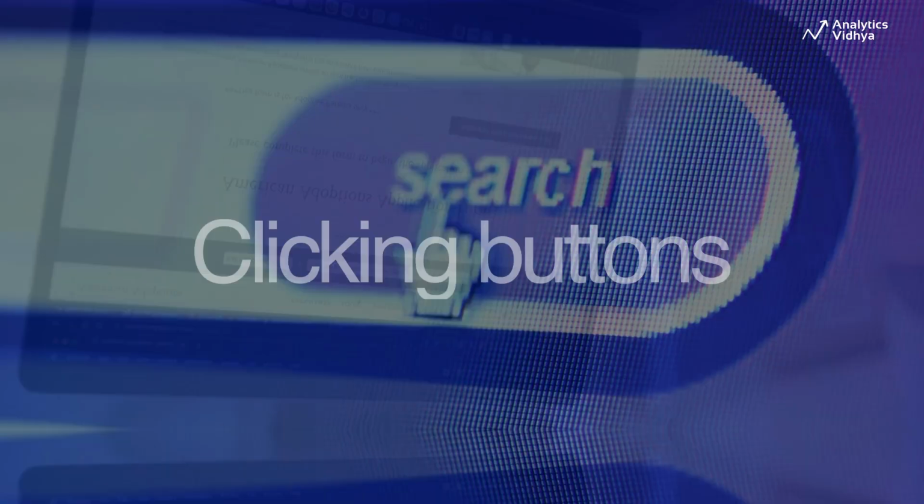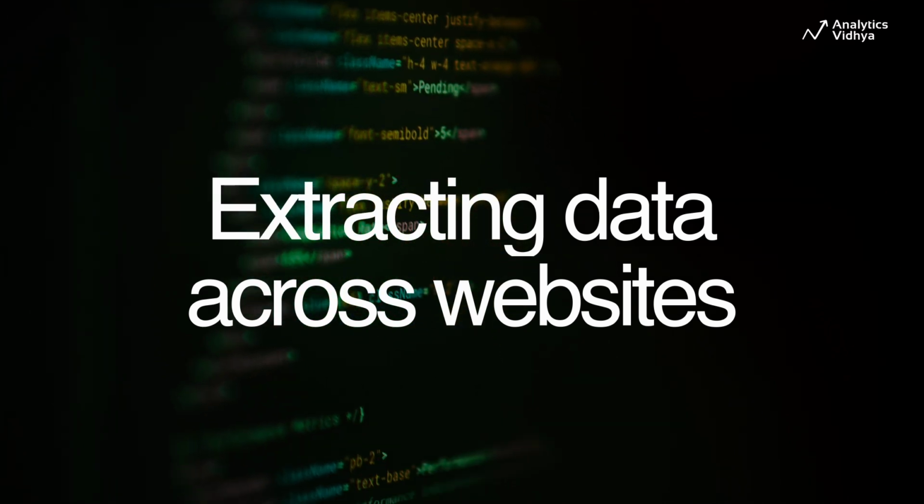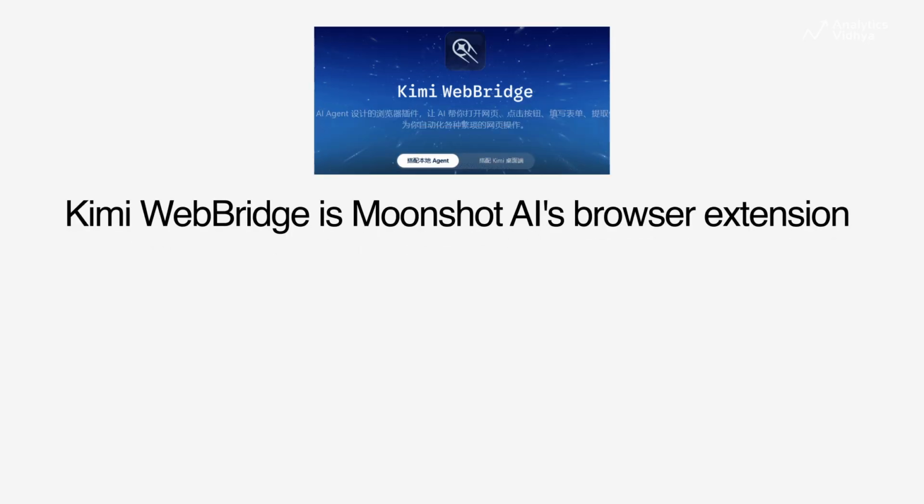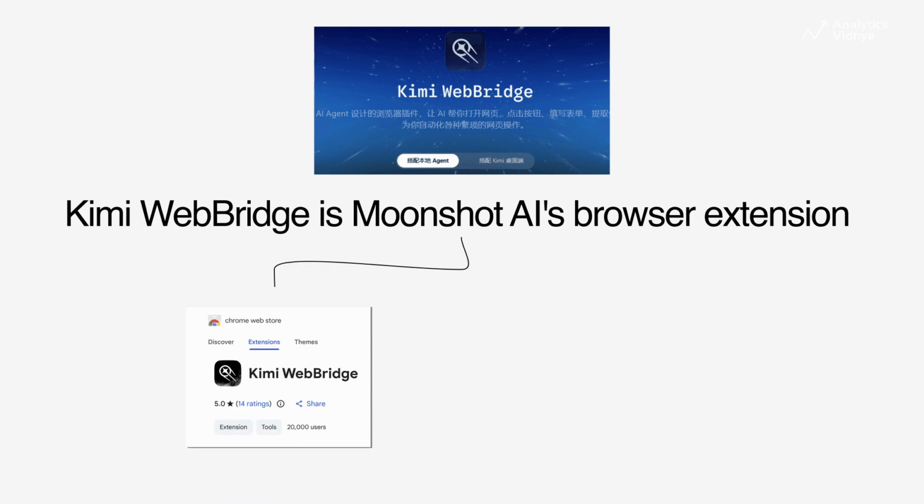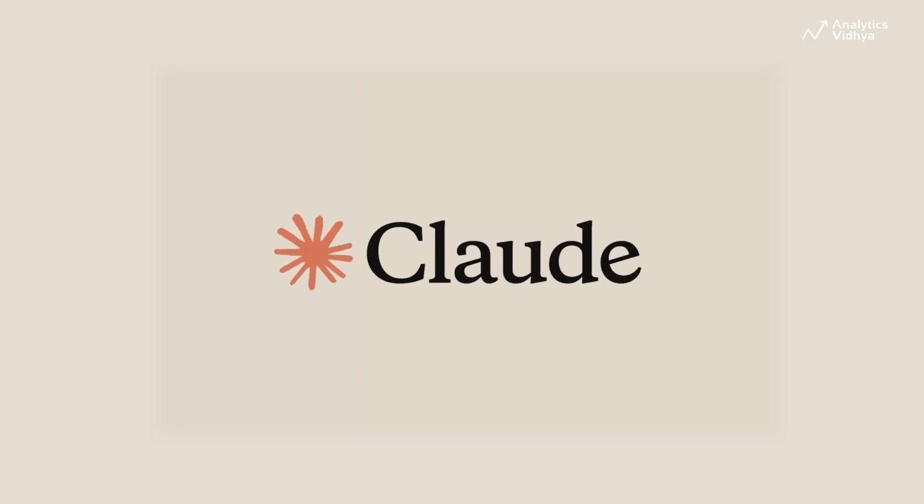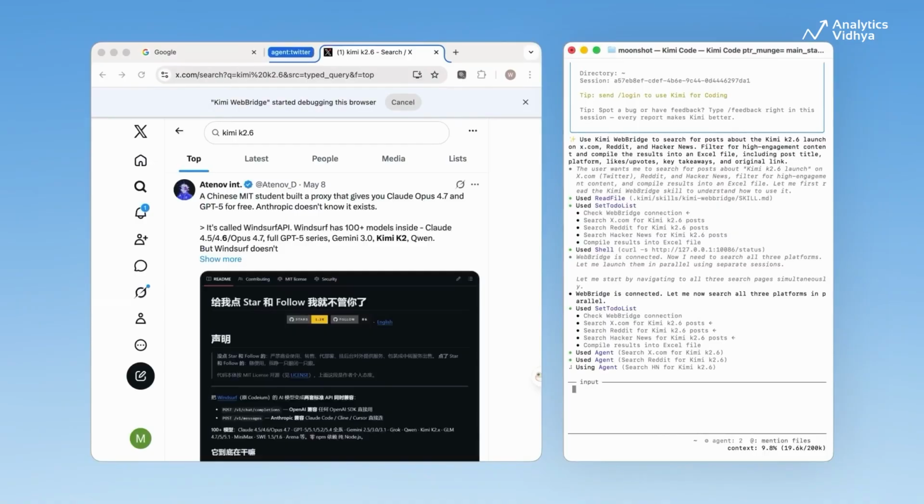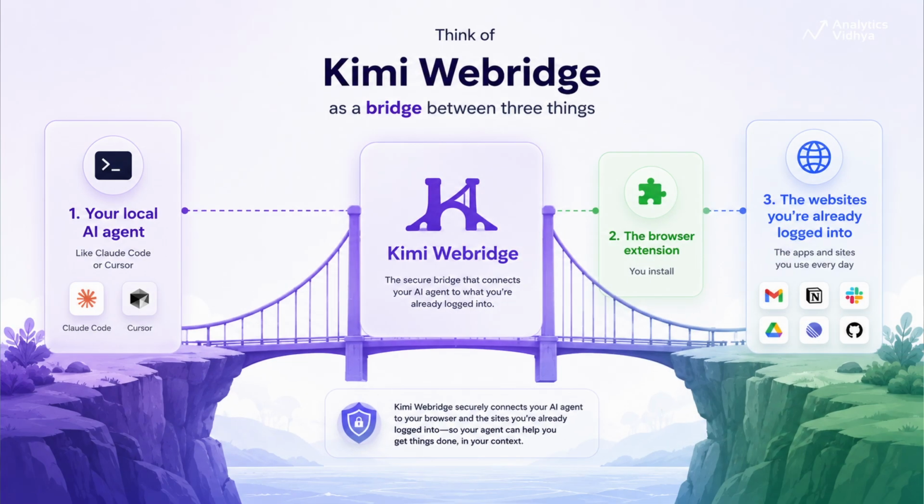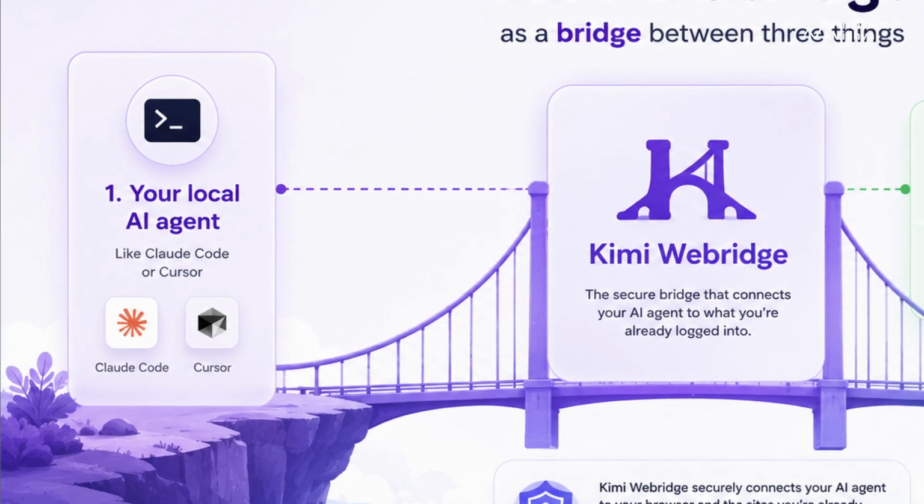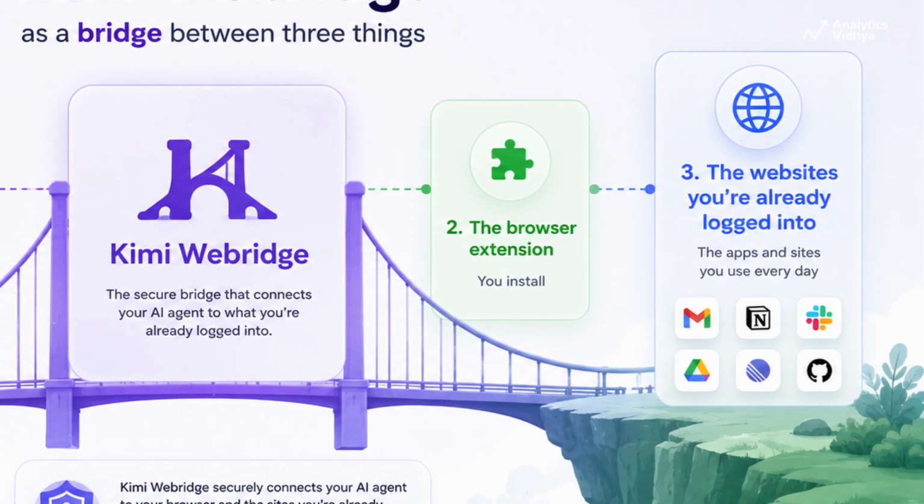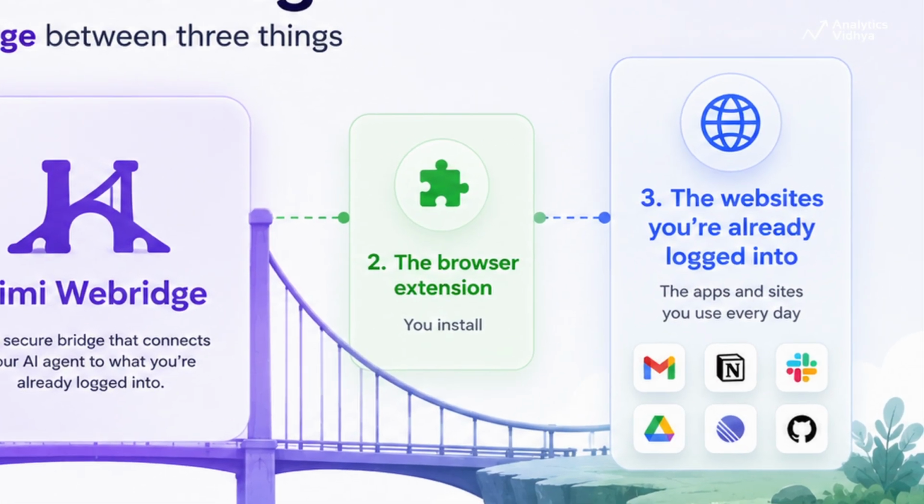Let's go. So here's the deal. AI agents used to just answer the questions. Now they are taking actions, opening pages, clicking buttons, filling forms, extracting data across websites. Kimi WebBridge is Moonshot's AI browser extension that brings this to Chrome and Edge. But unlike cloud-based browser automation tools that spin up some remote browser somewhere, WebBridge runs directly inside your own browser using your existing login sessions. Think of it as a bridge between three things: your local AI agent like Claude or Cursor, the browser extension you install, and the website you're already logged into.